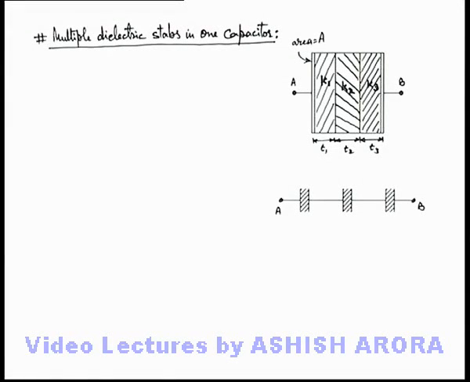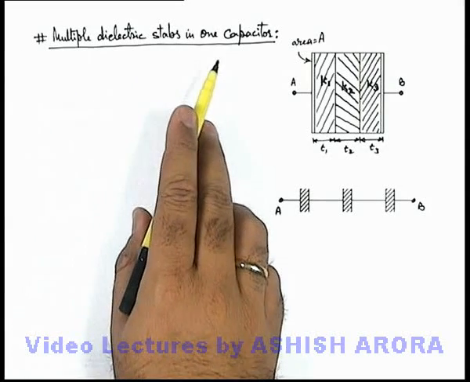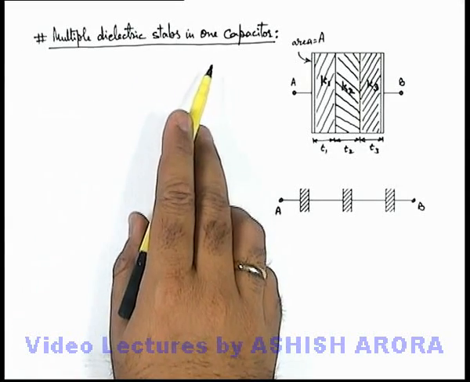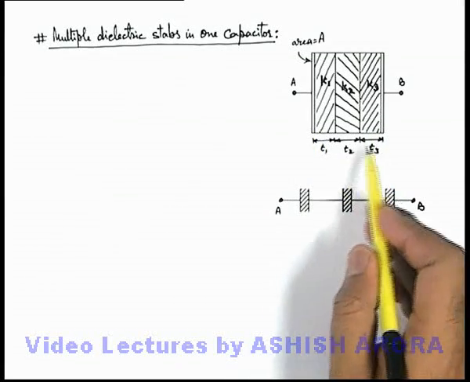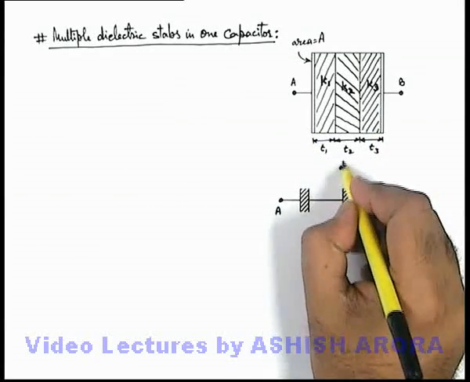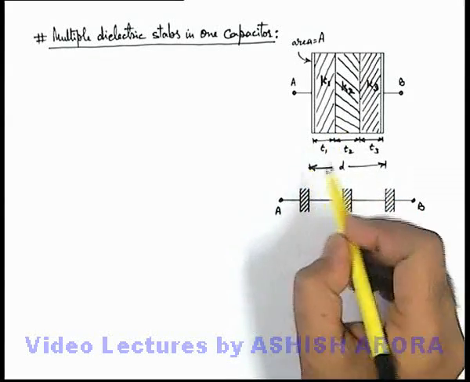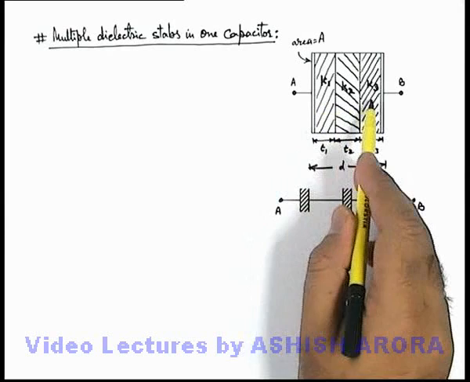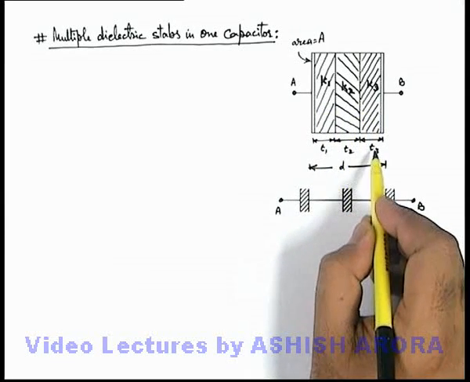Let us discuss the situation when multiple dielectric slabs are there in a single capacitor. Here in this situation you can see a capacitor having plate separation given as D. In this plate separation D, there are three dielectric slabs which are inserted parallel to each other, having thicknesses T1, T2 and T3.